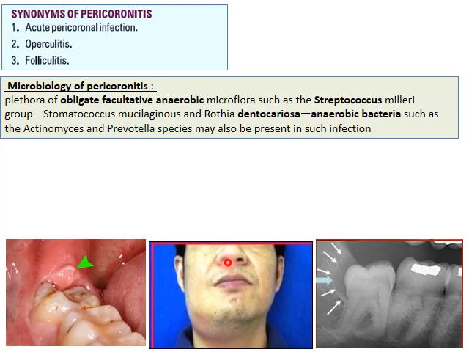Microbiology of pericoronitis. What are the microorganisms responsible for such infection? They find that it is a multi-type of microorganisms, and mostly it is the normal flora of the oral microorganisms, such as Streptococcus milleri or obligate and facultative anaerobic microorganisms.